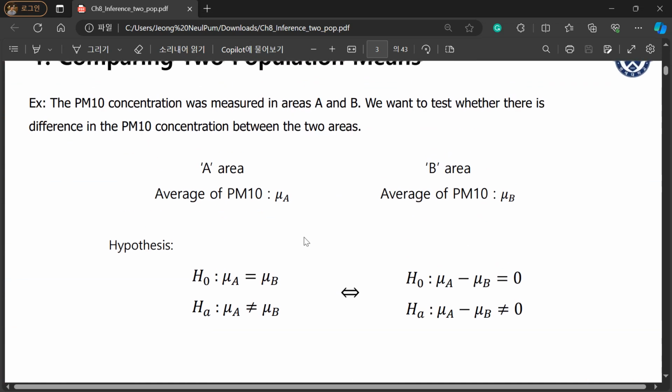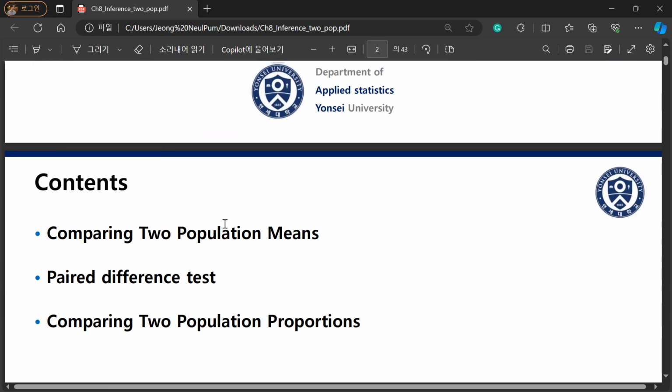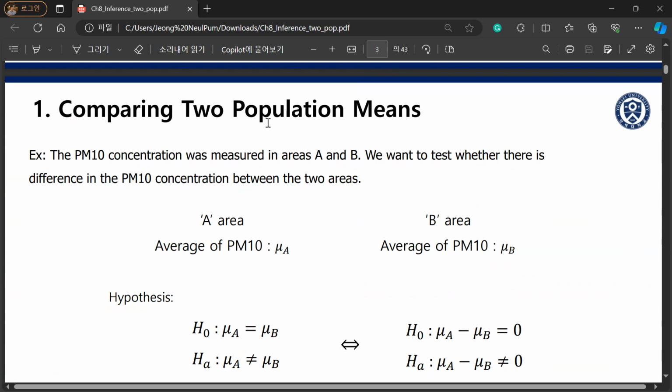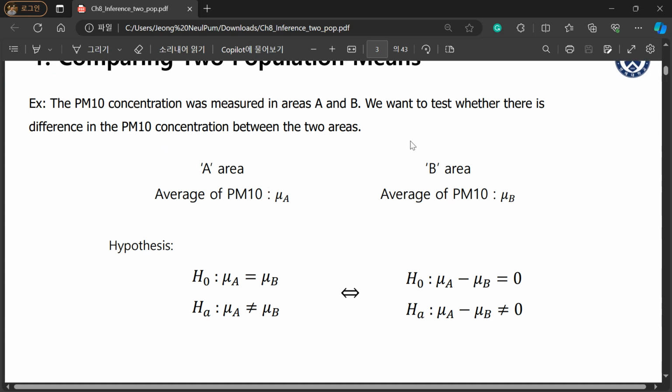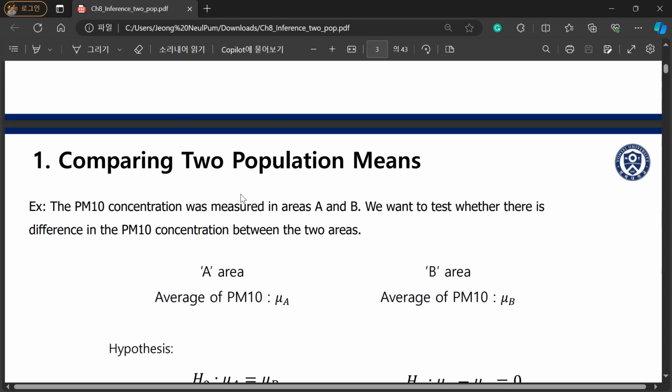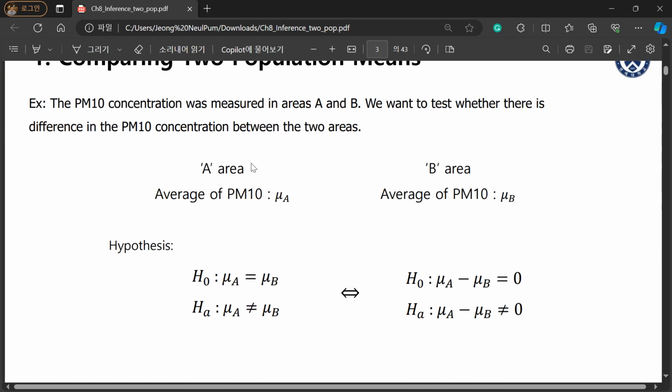When we constructed the confidence interval or the hypothesis testing, there was always one population. So we always tested if our population mean is equal to some value or not. However, from now on, we are going to deal with two populations and compare them to each other. So there are always two populations, and we are going to construct some confidence interval or make some hypothesis testing about two populations.